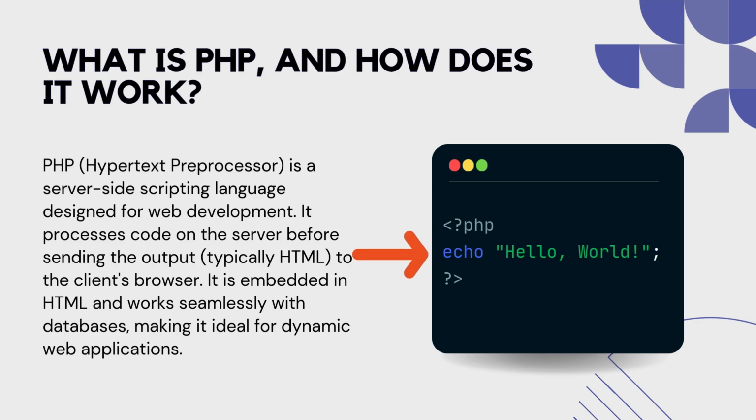Let's look at the example code snippet. In this example, the PHP echo statement is used to output "Hello, world" to the browser. PHP processes this on the server and sends the result as plain text to the client.